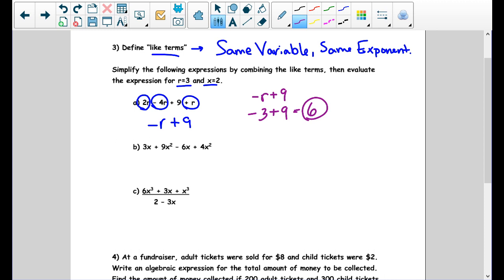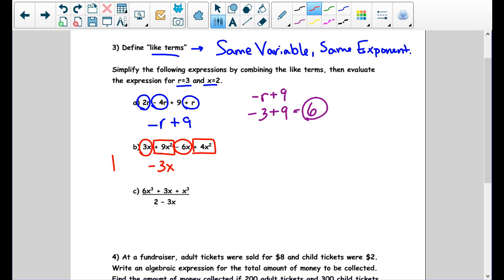Good. Letter B. What can I combine? The x's, right? Plain x's. 3x and negative 6x. What's that give me? 3x minus 6x. 3 minus 6 is what? Negative 3x. And I have x squared, right? So 9x squared plus 4x squared, 9 plus 4 gives me 13.